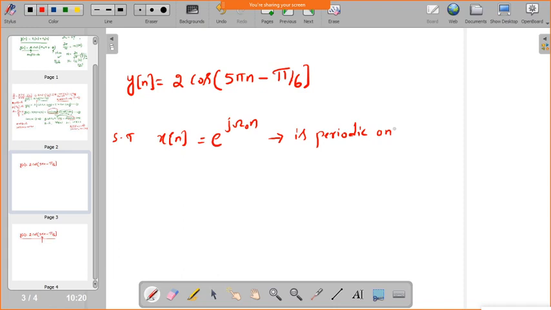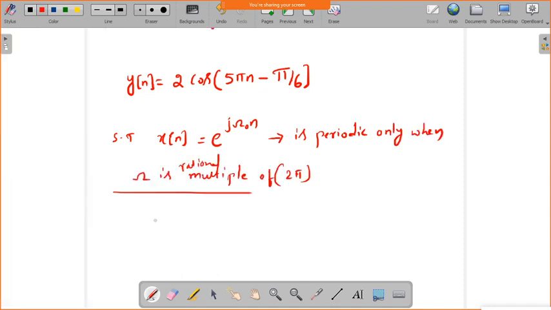This is just a simple, general way of finding the solution. If any problem is given in terms of this, you need to show whether x of n is periodic or not. Now how to prove that? We know that x of n is given as x of n plus N, where N is the fundamental period. If it gives the same signal back, x of n, then we call it periodic.